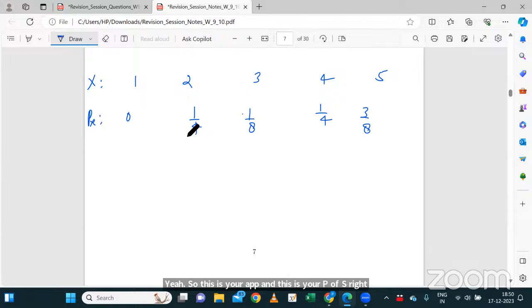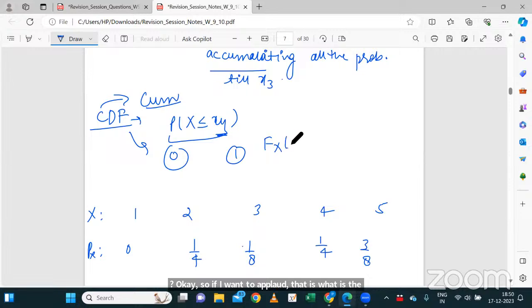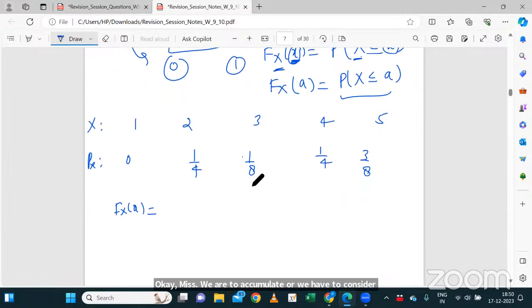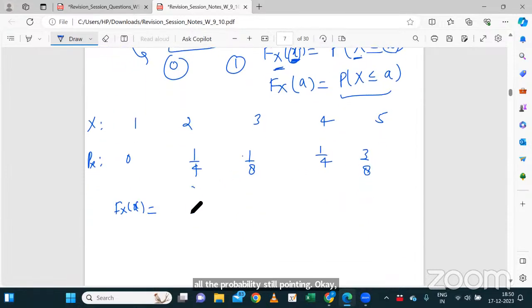Now, if I want to plot, what is the CDF basically? We denote it with capital F_X of x, that means probability X less than or equal to x. This x is one particular value of your random variable, capital X. In simple notation, F_X of A is nothing but probability X less than or equal to A. It means we have to accumulate all the probabilities till point A.